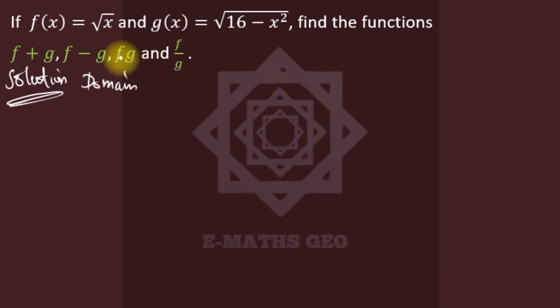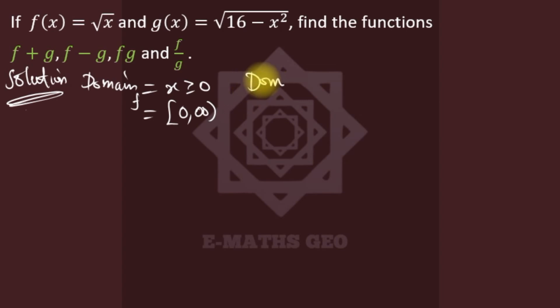We want to include the domain of the answer. So the domain of f, if you look at this, for this to be defined, whatever is inside must be greater than or equal to 0. That's positive from 0 up. So writing it using interval notation, from 0 to infinity.